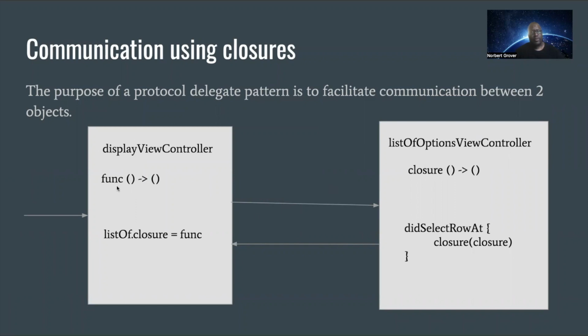And we're going to declare a variable of type, this is going to be a function variable. I'll show you what I mean. And you'll create an instance of the list options view controller in the display view controller and set its closure value, which is a variable closure, to this function. And this closure, again, is a variable or a property, and it is set right here, this select row at in your table view. And I will show you how this is done.